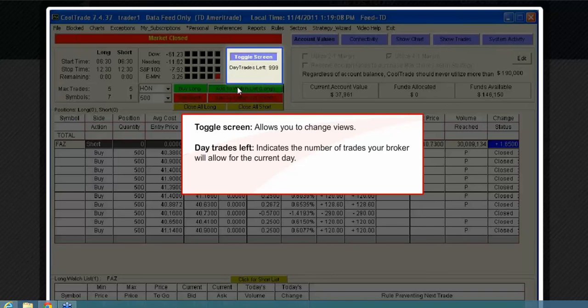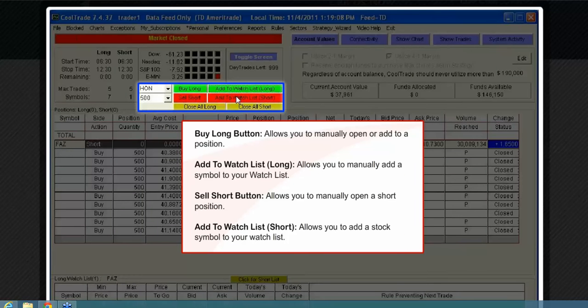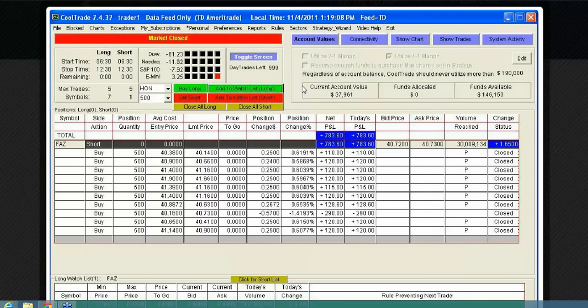So the next one down below, if you want to manually buy or sell stocks, you can use these buttons here. It allows you to buy long positions, add to watch list, sell your short positions. So you have the ability and flexibility to do some things manually with the system if you decide to do that. Now over here, the first box is going to tell you what your account value is, your funds allocated, and the funds available.